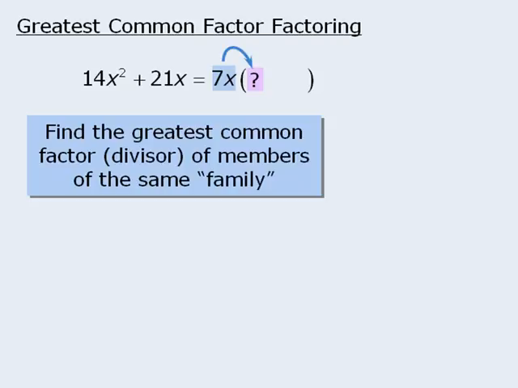So, for example, what must we multiply 7x by to get a product of 14x squared? Well, 7x times 2x equals 14x squared, so we will add that here. Next, we need to determine what to multiply 7x by to get a product of positive 21x. Well, 7x times positive 3 equals 21x, so we can add that here. We have now factored 14x squared plus 21x. It is equal to 7x times 2x plus 3.